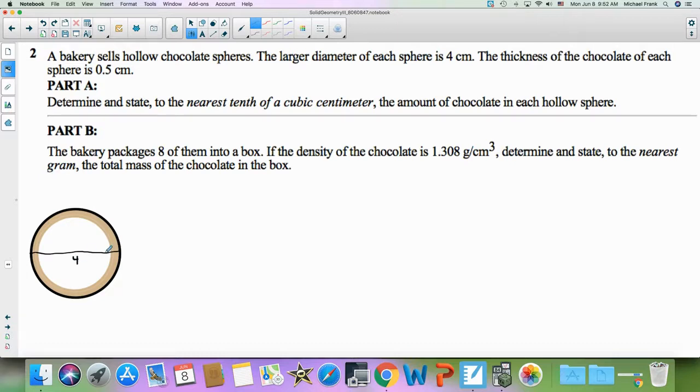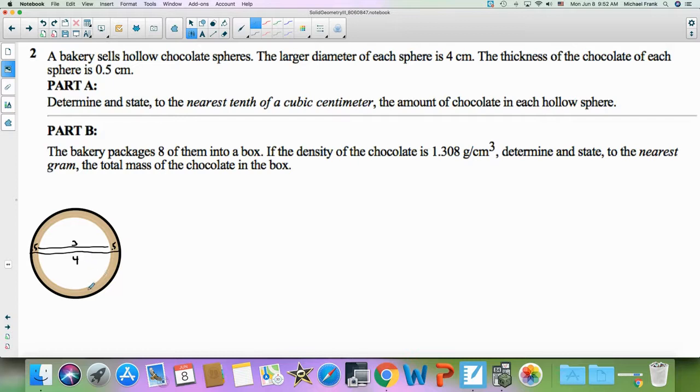So really, when you look at the sphere two-dimensionally, it becomes, instead of the area, find the volume of the shaded region, right? We really just want to know how much chocolate's in this outer part right here. And they did tell us that it's 0.5 in thickness. Well, if that's 0.5 there, then it's also 0.5 over here, which makes this other diameter of the space that we don't want to be 4 minus half minus half, which is 3.